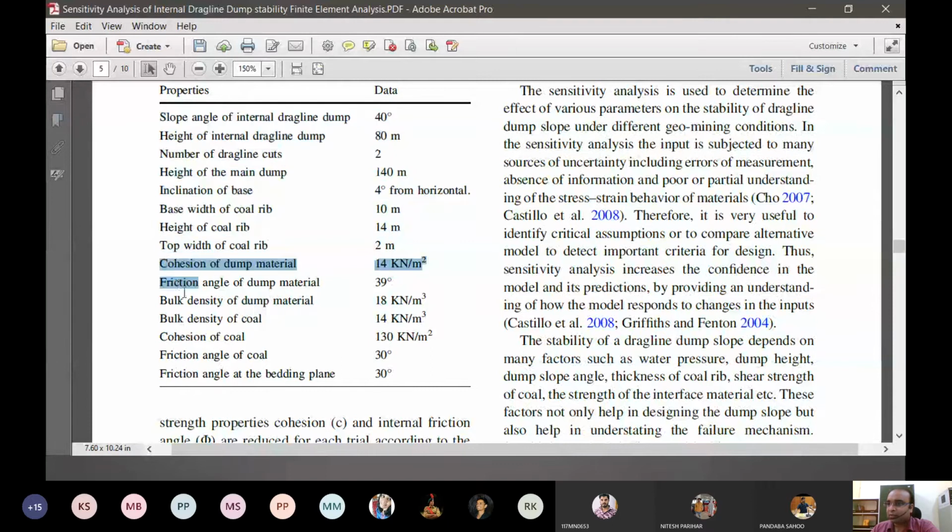And certain mechanical or the material properties. So this kind of condition will always be there when we analyze these kind of slope. There will be some both kind of conditions that we have to take care of.